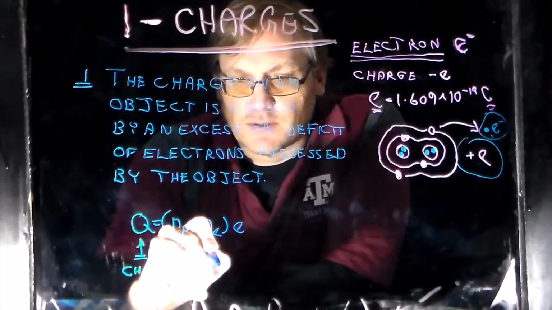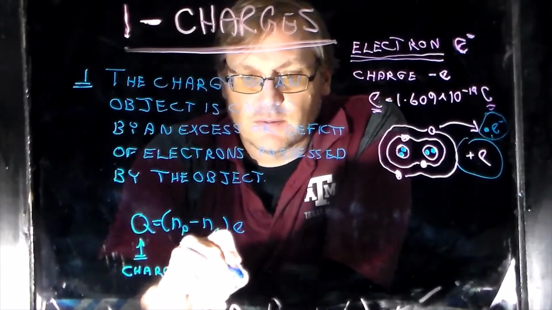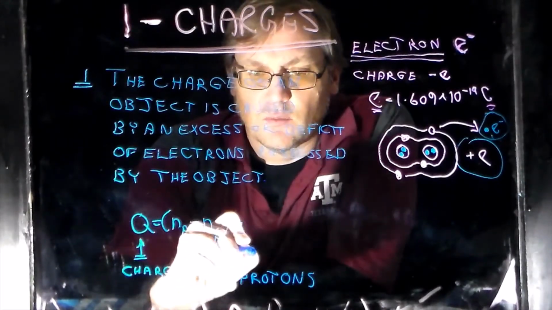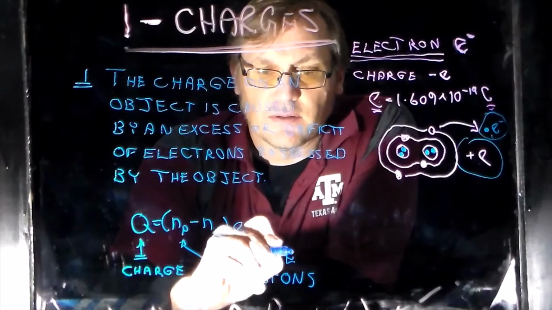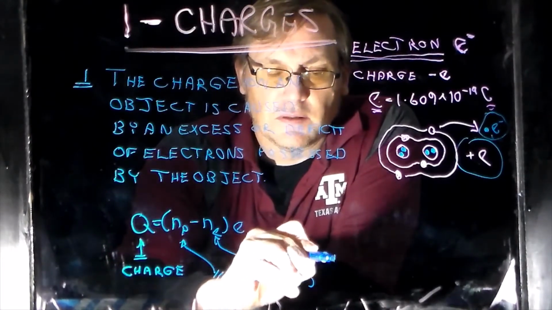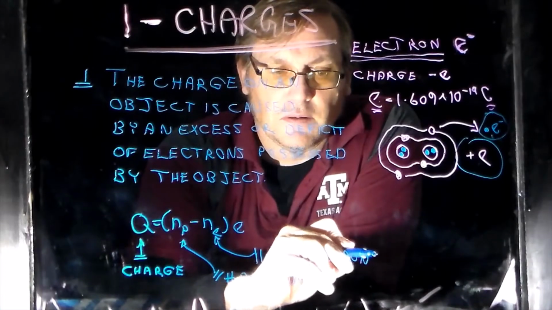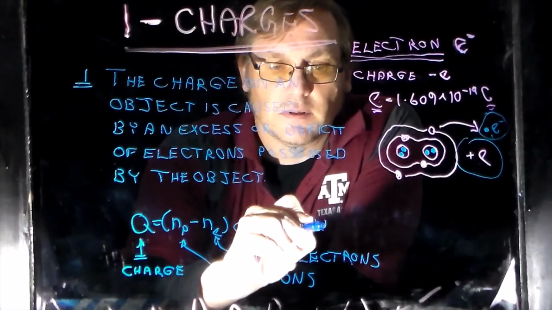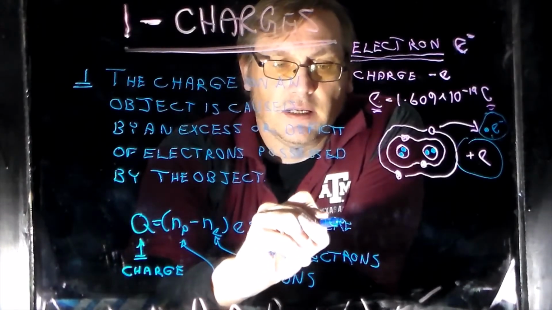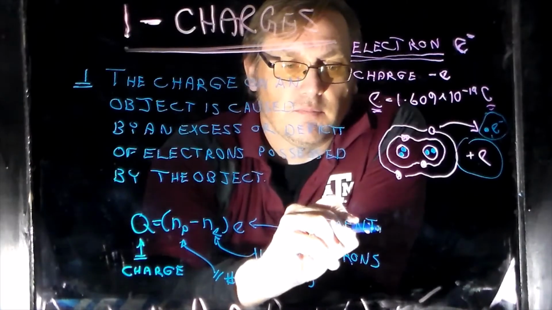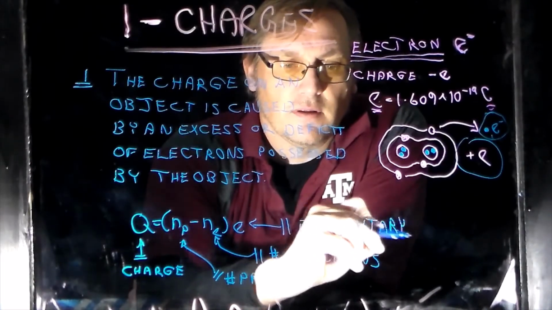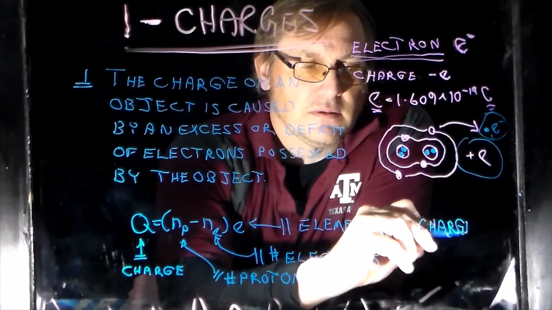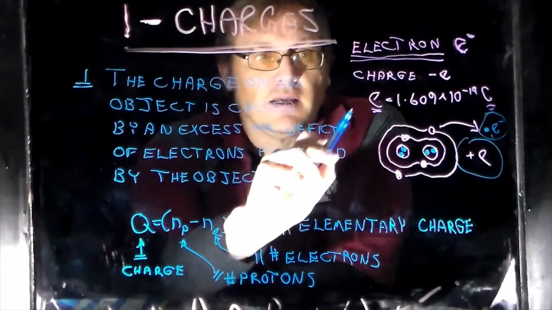So this guy was the number of protons. This guy here was the number of electrons. And this is your elementary charge that we had up there. There is no macroscopic charge that is not a multiple of that.